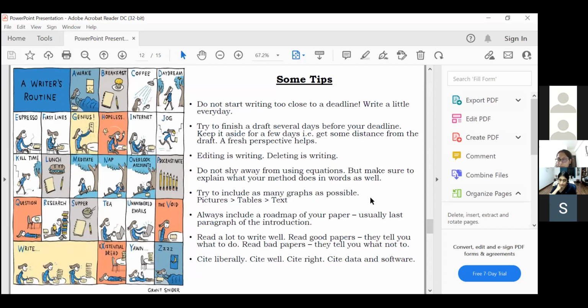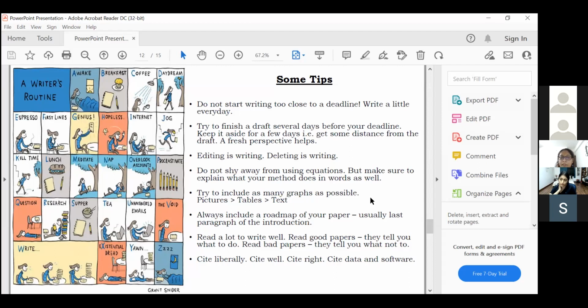In order to write well, you have to read a lot. So you have to read good papers. Whenever you take a class that has a reading component, you're usually reading the best papers in the field. So you will end up reading good papers because they tell you what to do. Read bad papers. They tell you what not to do. So read a lot of papers.